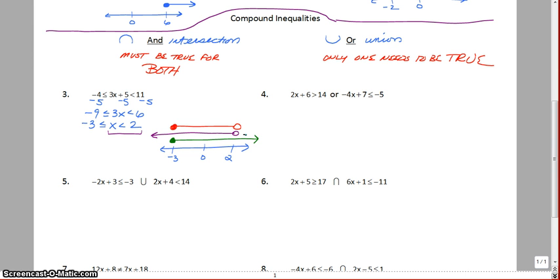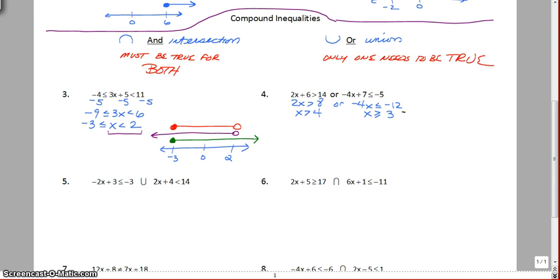Okay? Number 4 is an OR statement. We're going to go back, and for OR statements, they have to be separated, so you just solve each one. For this one, we're just going to have 2x is greater than 8, so x is greater than 4. Or this one's going to give us negative 4x is less than or equal to negative 12, and x is greater than or equal to 3. Now remember, we have to change the direction of the signs.